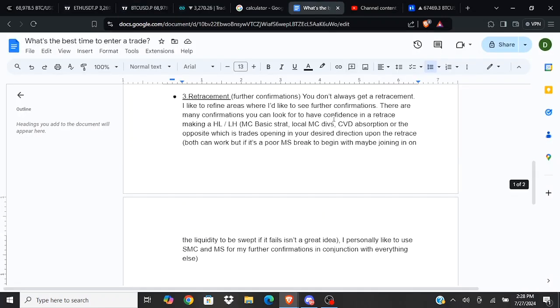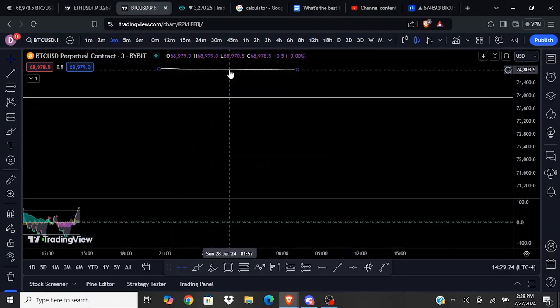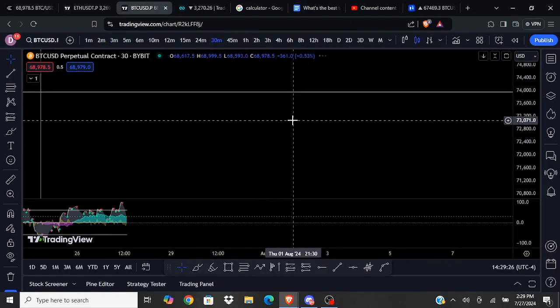I think I prefer to see CVD absorption there. But again, if it's a good market structure break, or if there's reason for me to think that this idea is going to work, then seeing trades open up in your direction can definitely be a confirmation that it may work. So now I'm going to quickly run over a few examples.